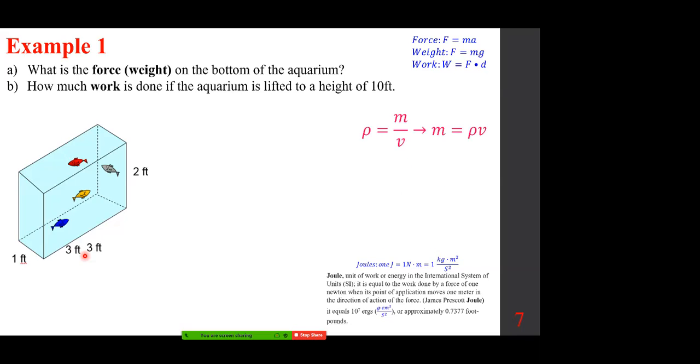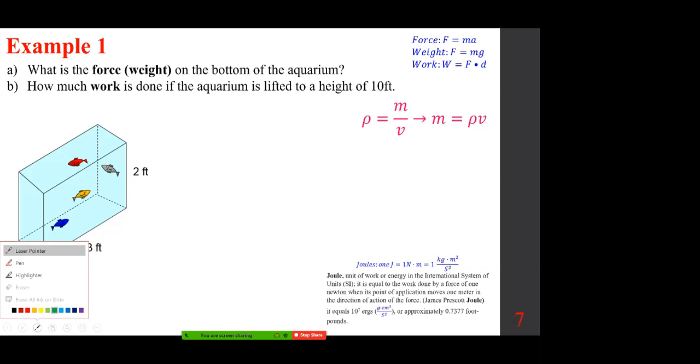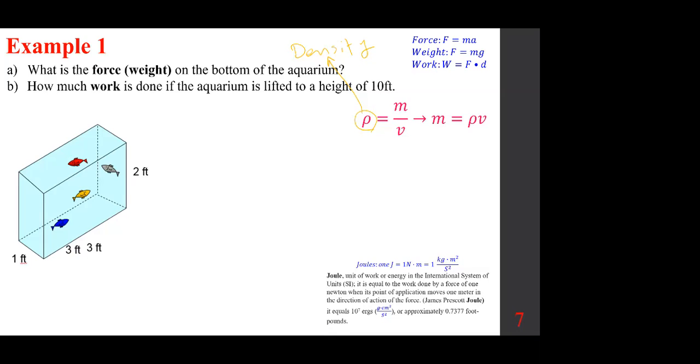Everybody remembers that rho equals m over v, and m is rho times v. Rho is the density. I hope you remember all of this stuff from physics. Rho, density, is defined as total mass over the total volume.